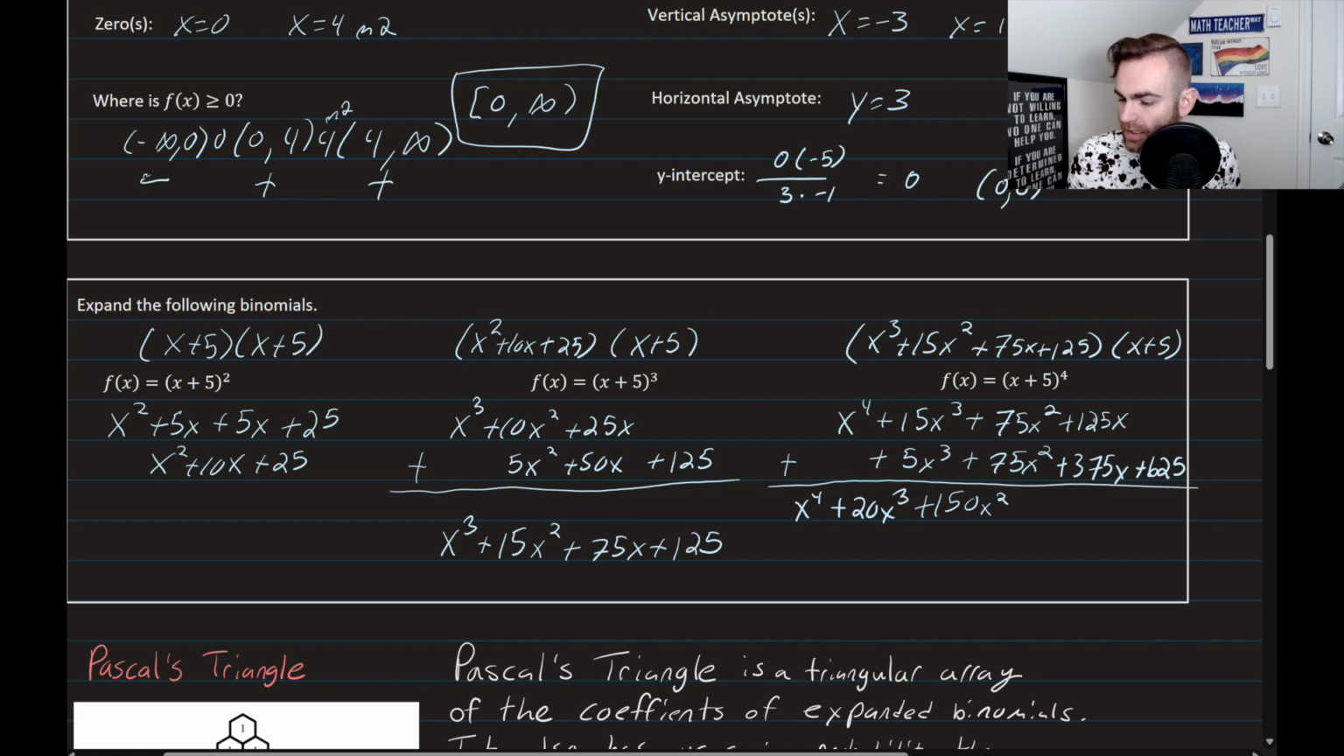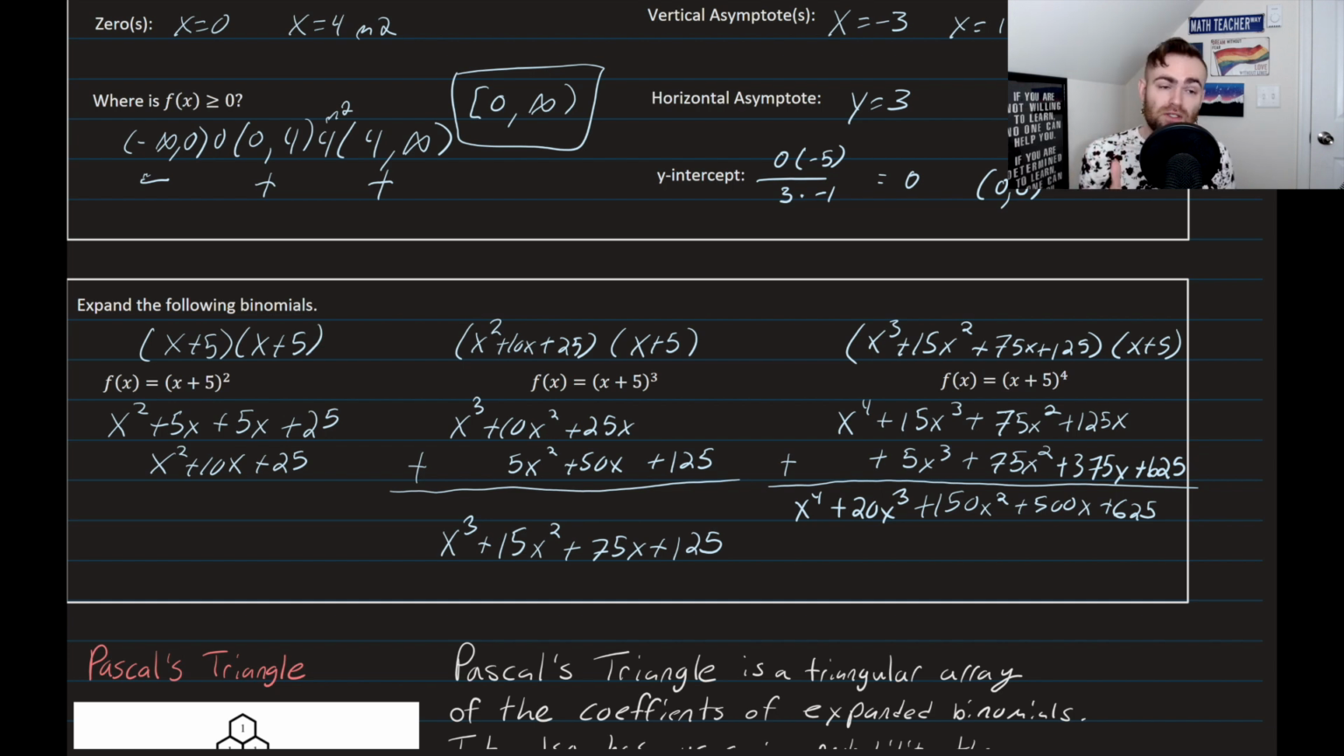X squared. 125 plus 375 is 500x, and then plus this 625. So if we're expanding binomials, we can do this. The problem with this method is that it is tedious and it is time consuming.